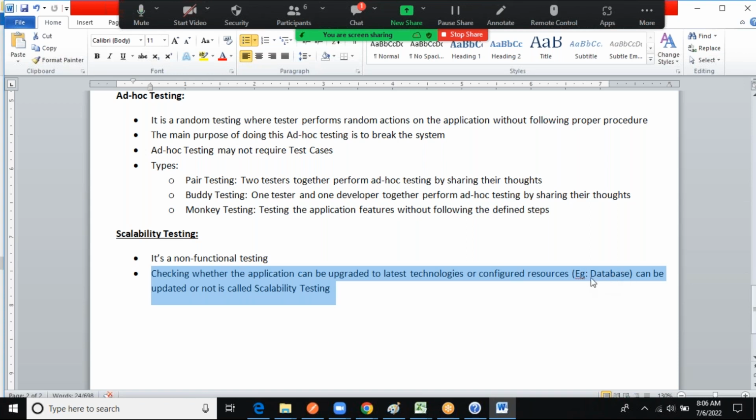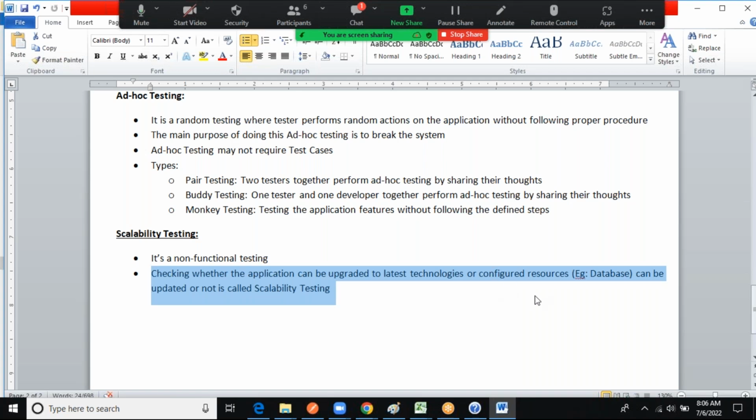Understand? So this is how, when the database is becoming full, performance may go slow. From the scalability point of view, the application may need to be upgraded to the latest technology. Now, you have configured the Oracle database to your application. All of a sudden, project management or the client or your management decides to remove Oracle and go for Microsoft SQL Server.